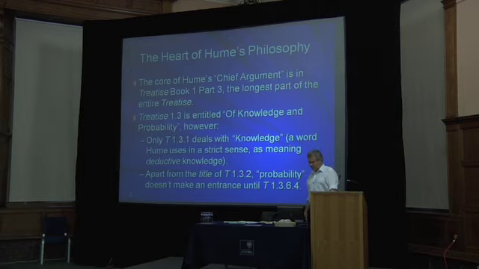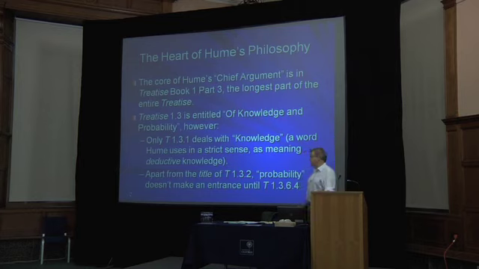And this part is entitled Of Knowledge and Probability. When Hume says knowledge here, he means knowledge in a very strict sense, demonstrative knowledge, absolute certainty. But if you look at Book 1, Part 3, with the title in mind, you might easily find it rather confusing. First of all, only the first section, and that's not very long, talks about knowledge.